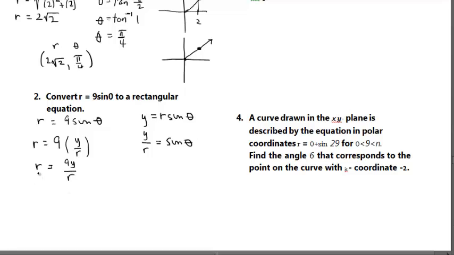I still need to get rid of r. I've got the y, that's good. So I might cross multiply. So I'm going to get r squared equals 9y. And when I look back at the conversion formulas, I know that r squared is equal to x squared plus y squared.